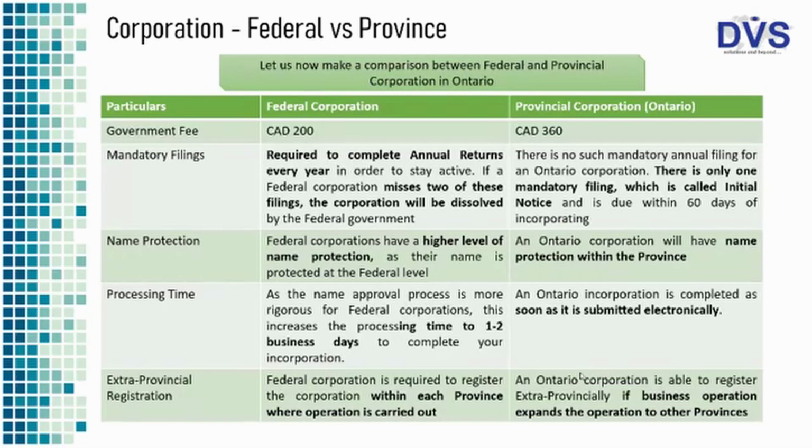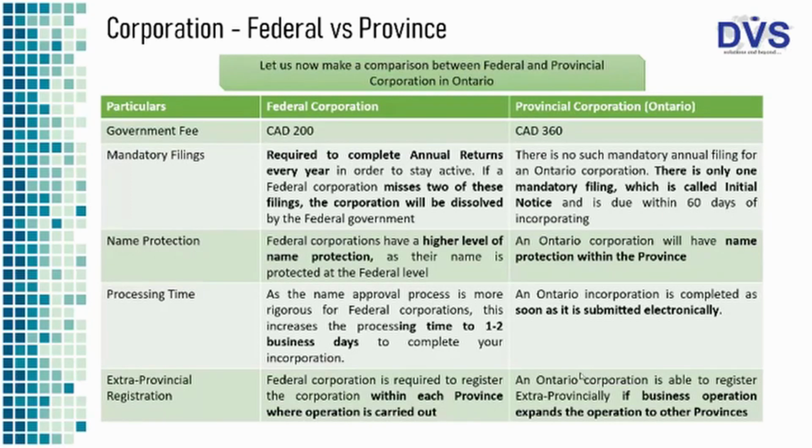Coming to processing time, as the name approval process is more rigorous for a federal corporation, this increases the processing time to 1 to 2 business days to complete incorporation. However, in the case of Ontario, a simple form is filled up electronically and the registration is done on the spot on the desktop itself.